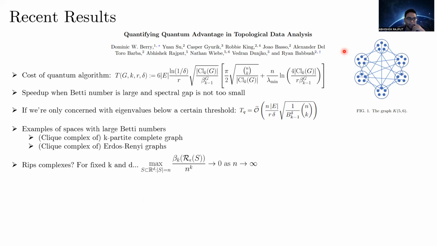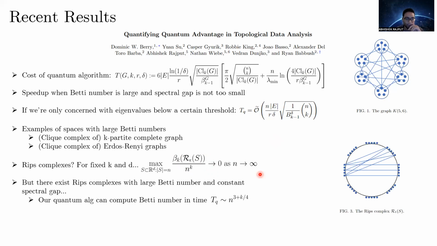And then for Rips complexes, there's a result that has been shown that if you take the kth Betti number of a Rips complex and divide by n to the k, where n is the number of data points that you have, this approaches 0. So the Betti number does not grow polynomially in the number of data points. Generically, that does not happen. Now, there are certain examples that we were able to construct in our paper where your Rips complexes do have large Betti numbers. This is an example of one such complex, but it's kind of a very contrived example.